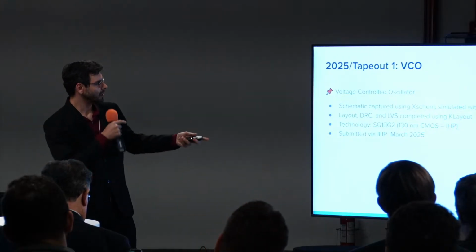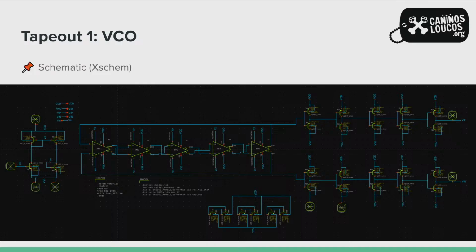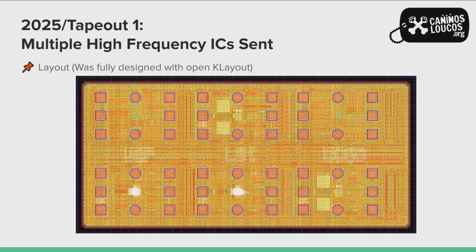So also we did a VCO, a voltage controlled oscillator, to show analog design capabilities. This was submitted last March. So we have here an analog schematic, just to show that we can also do analog design. And here is the layout.